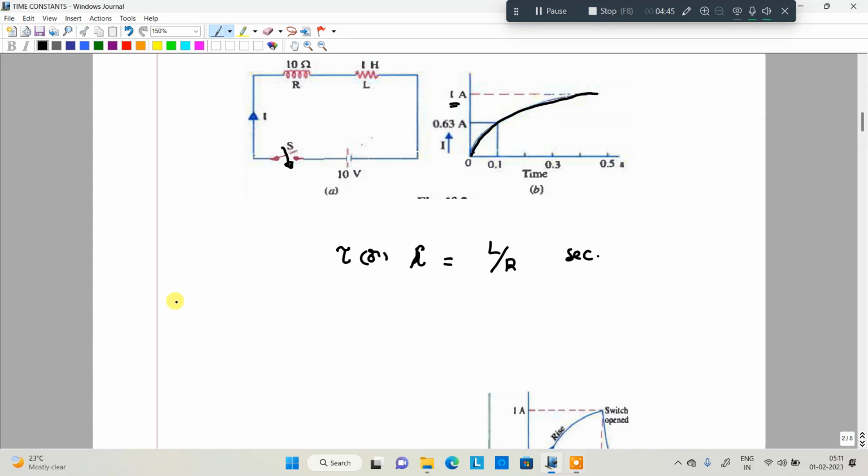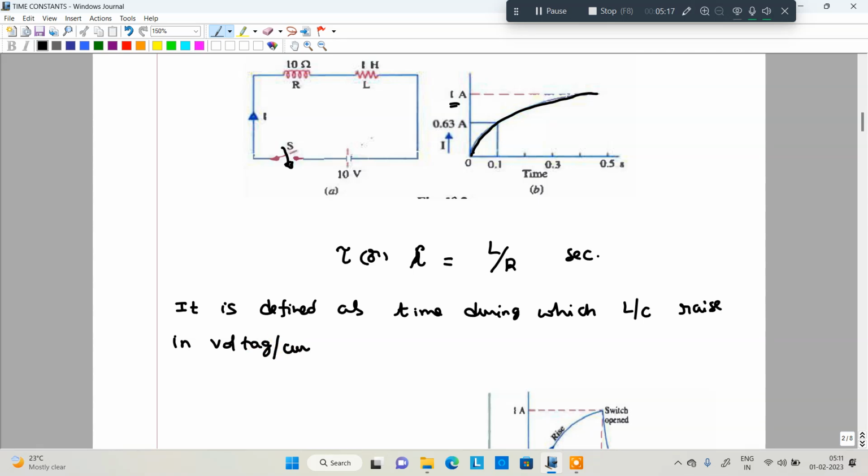Time constant is defined as the time during which an inductor or capacitor raises its current or voltage to 63% of its final steady state value. In the case of an inductor it is the current, in the case of a capacitor it is the voltage. That is called the time constant.